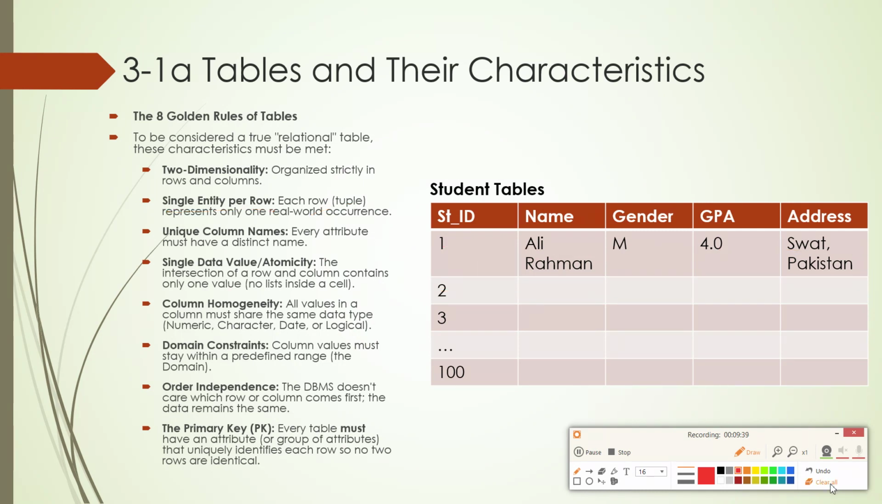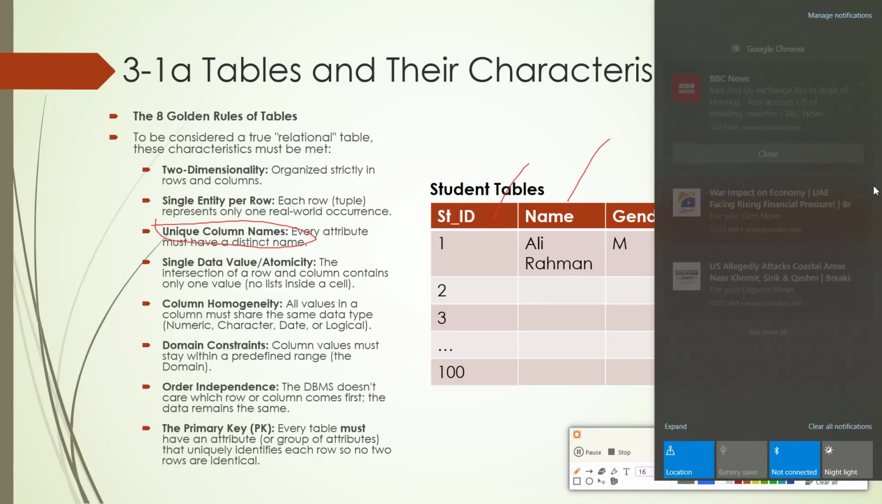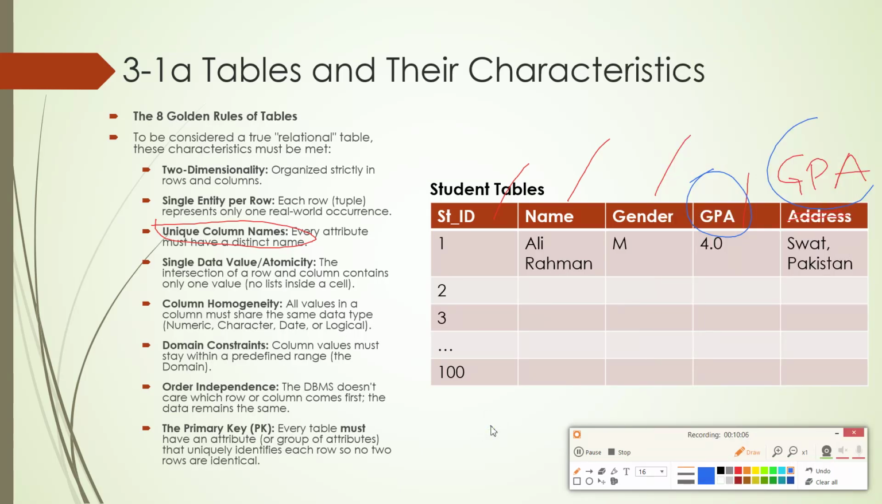And the third characteristic is unique column name. By unique column name we mean that you can see student ID, name, gender, but if you put GPA again here instead of this address, then in this case the column names are not unique. You can see that this GPA and this GPA are the same. So this rule will not be qualified. So this is rule number 3. These column names should be unique.